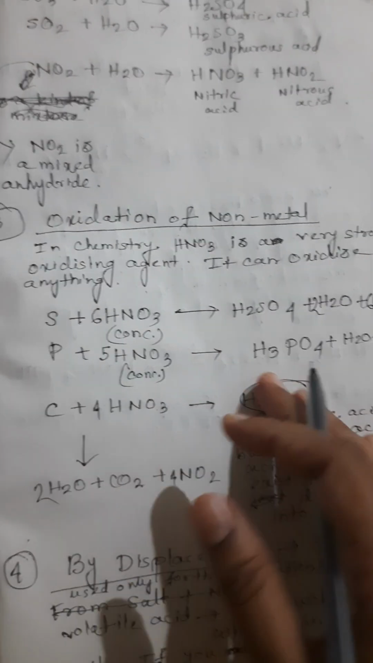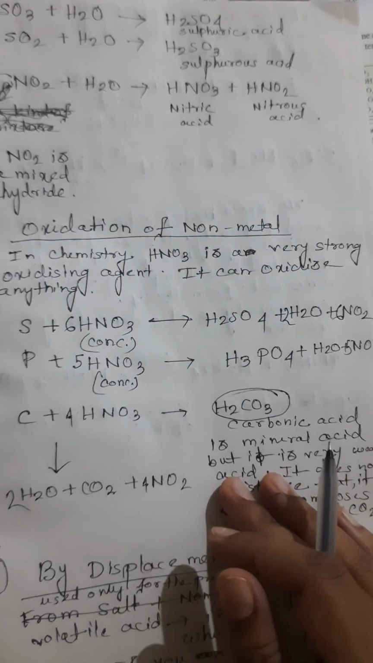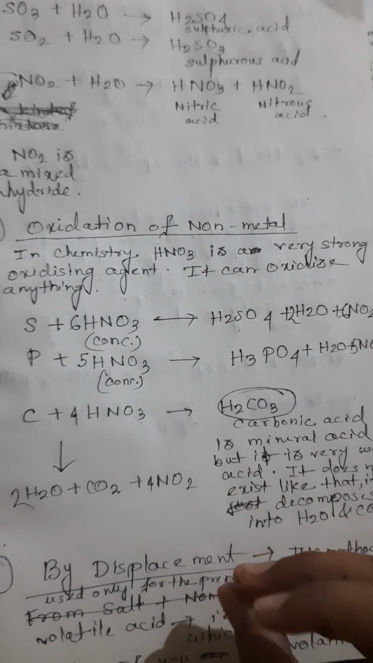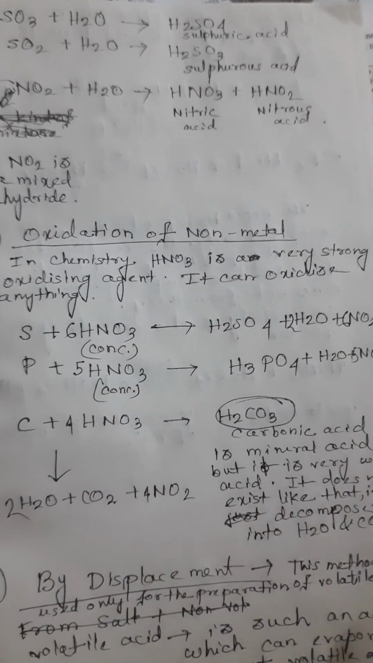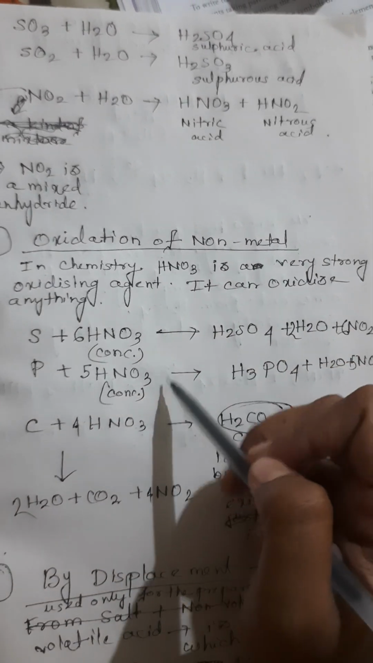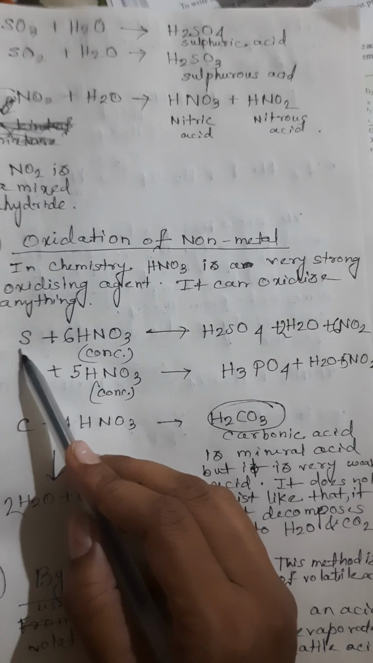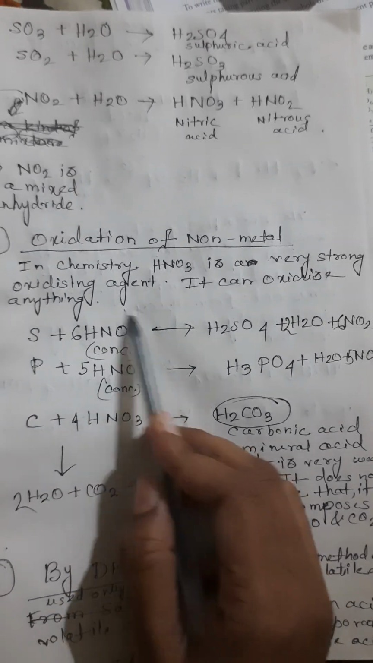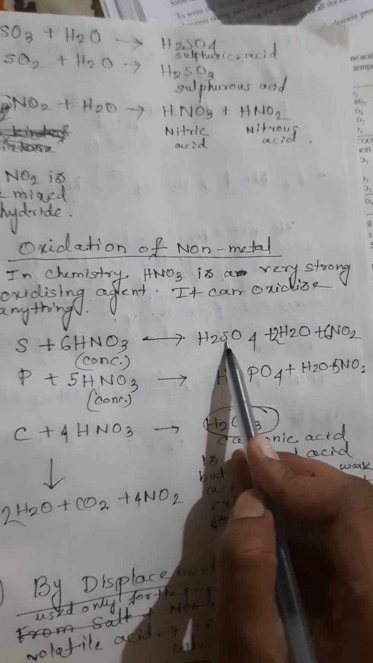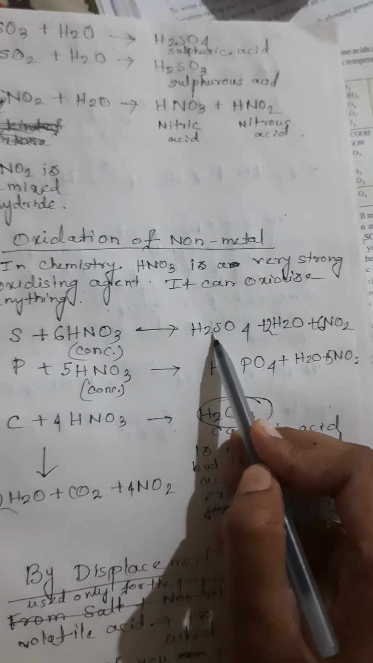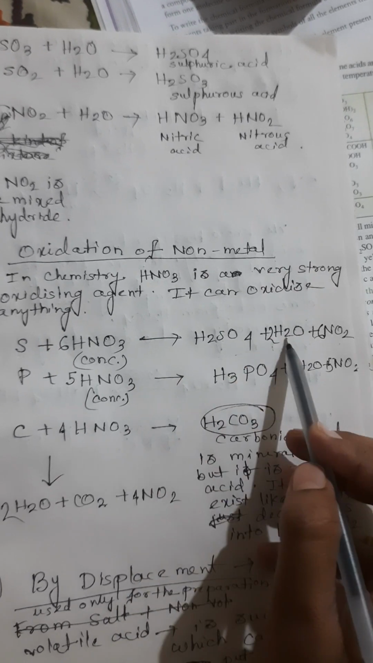Now the third process is oxidation of non-metal. Nitric acid is a very strong oxidizing agent. What is the definition of an oxidizing agent? It can oxidize anything; here we will use it on non-metals. First we take sulfur. When sulfur reacts with nitric acid, a very strong oxidizing agent, the nitric acid oxidizes sulfur and we get sulfuric acid. We also get water and nitrogen dioxide as byproducts. The sulfuric acid is the major product, and these two are minor products.